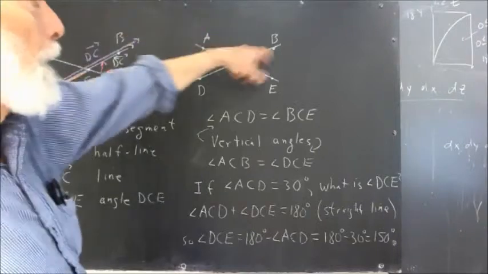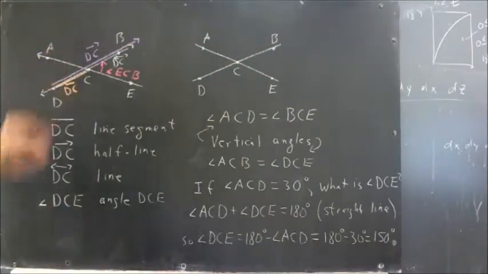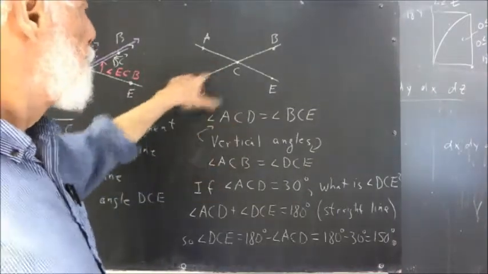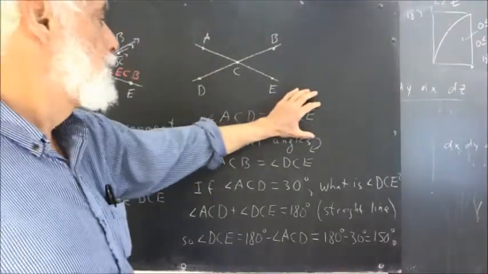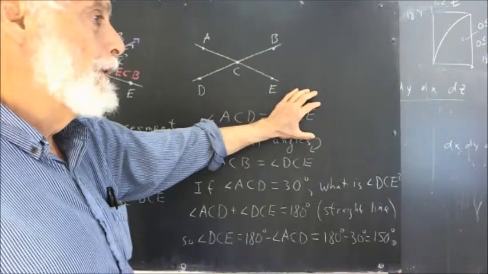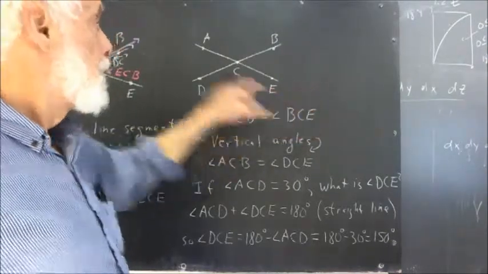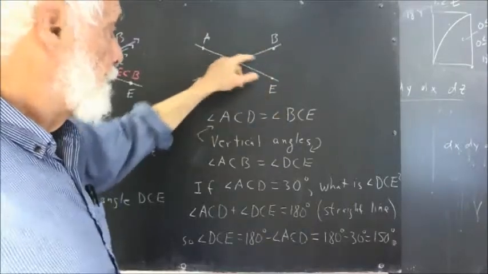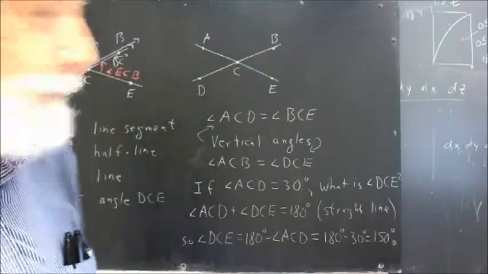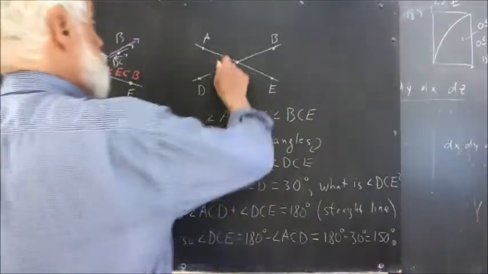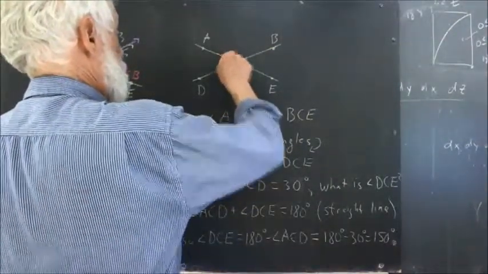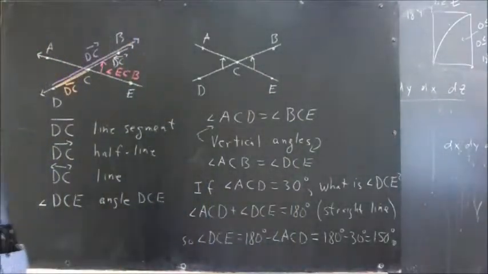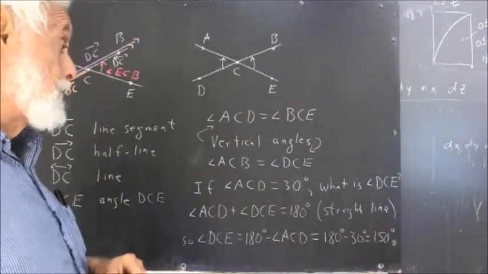Okay, now if I go back to the original figure, because this one's kind of cluttered up, I ask the question, what is angle ACD equal to? Well, angle ACD is equal to angle BCE. This angle and this angle are equal, and we call those vertical angles. Again, a notation, I'm not going to bother writing it down because you're probably familiar with it, okay?